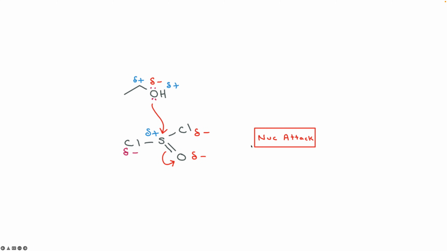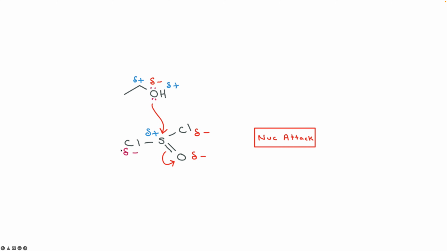In the first step, the oxygen of the alcohol has a slightly negative charge. Oxygen is really electronegative, so it pulls electrons to itself from the carbon and the hydrogen that it's bonded to, and so it becomes slightly negative. It acts as a nucleophile. It attacks the sulfur on thionyl chloride.